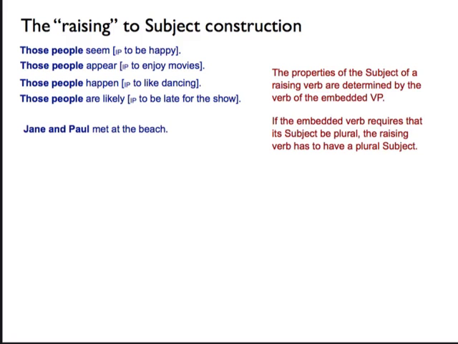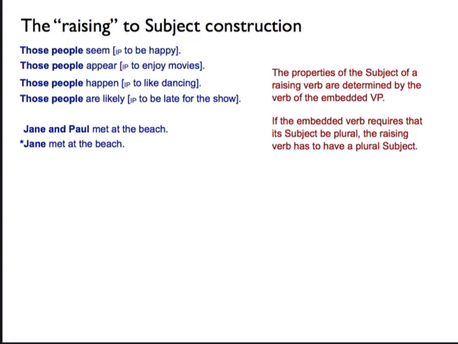If the embedded verb requires that its subject be plural, the raising verb has to have a plural subject. Jane and Paul met at the beach. Met has to have a plural subject, right? Unless there's an absence of two arguments being expressed. The at the beach here is not an argument. It's a locative adjunct. And so we can't say "Jane met at the beach."